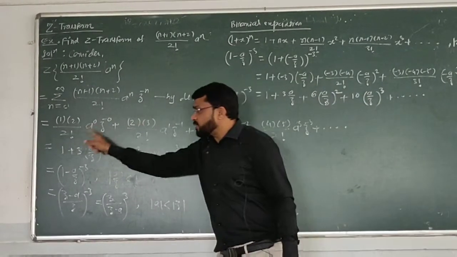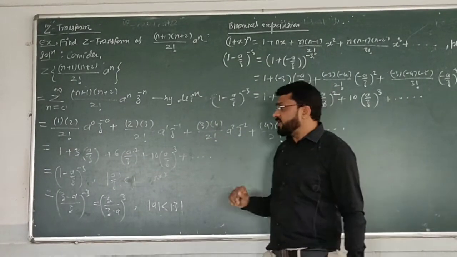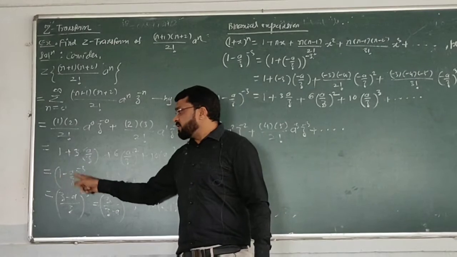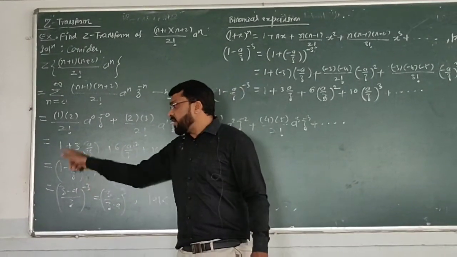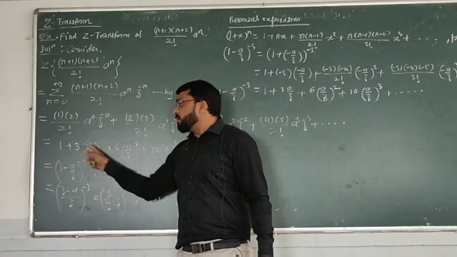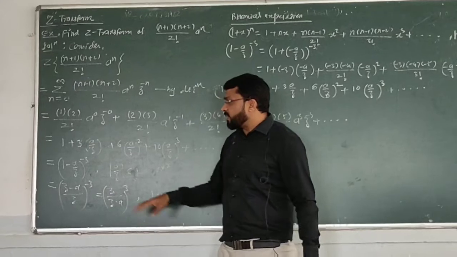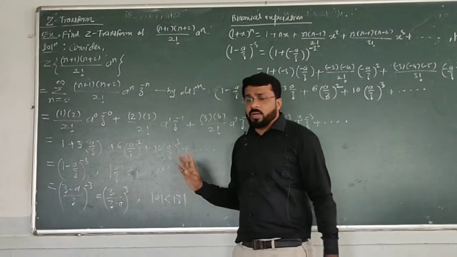Now by using the binomial expansion, this series can be reduced to the form that is 1 minus a by z to the power minus 3. This is the important step. अभी कैसे आया हुआ है? We'll see that by the binomial expansion, and this expansion is valid only for mod of a by z is less than 1.